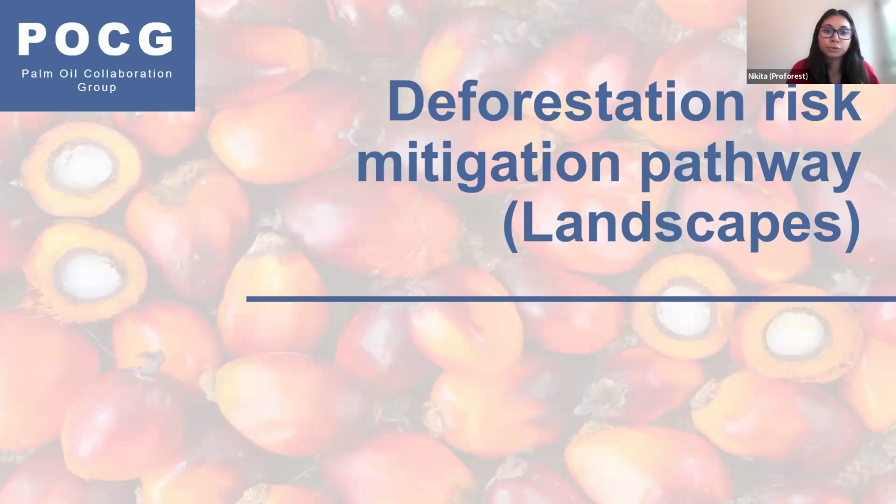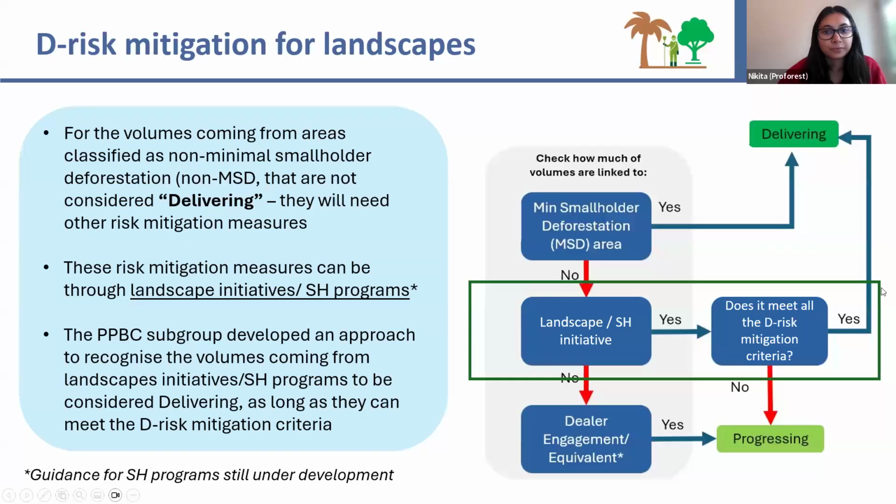But for now, I will move on to the deforestation risk mitigation pathway, which is the second set of questions under the IRF related to independent smallholder volumes. Here we have a bit more information for landscape initiatives. Sol, can you go to the next slide, please? Thanks. So for the volumes that are coming from the areas that are classified as non-MSD, this is, again, just a snapshot of the volumes mapping that Sol had presented earlier.